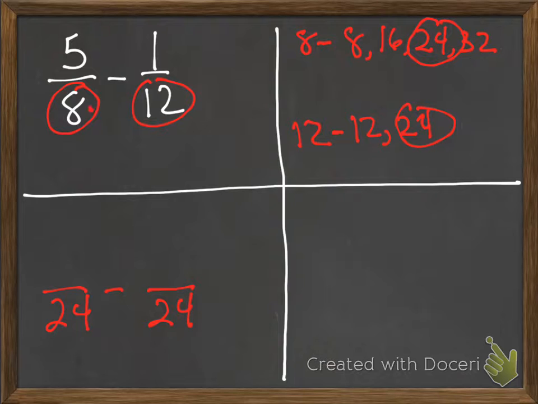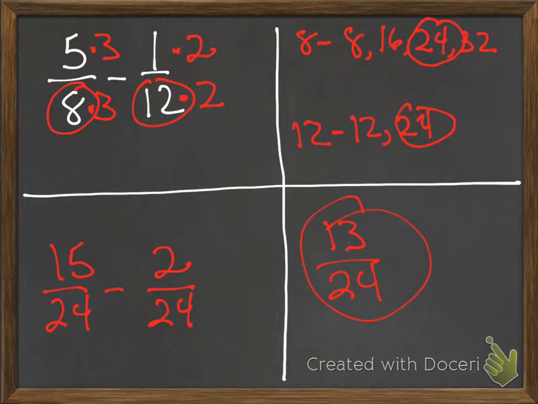Okay, and then I need to come up here. How did I get 24? What did I multiply 8 by to get 24? I multiplied it by 3, so I have to do that to the numerator as well. So 5 times 3 is 15. How did I get 24 here? I multiplied it by 2. So I have to multiply my numerator by 2 as well. So then I have 2. I renamed my fractions. And then I solved. 15 minus 2 is 13 over 24. And that's my answer. It cannot be simplified.